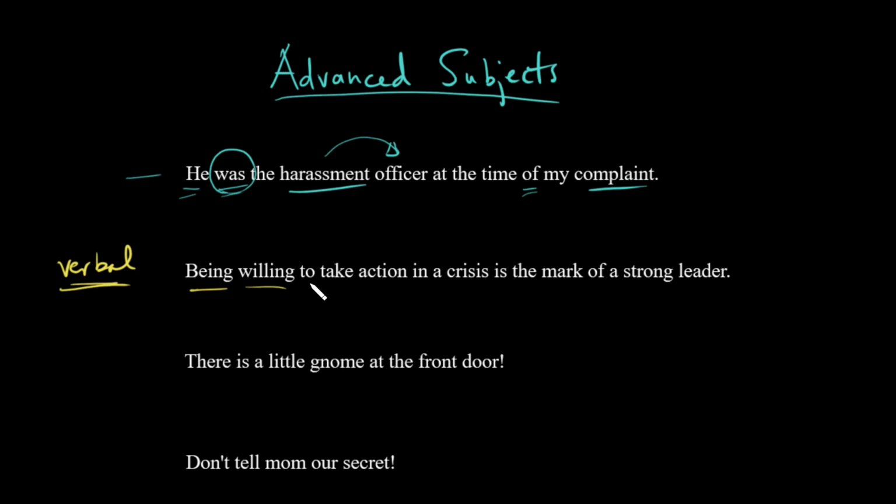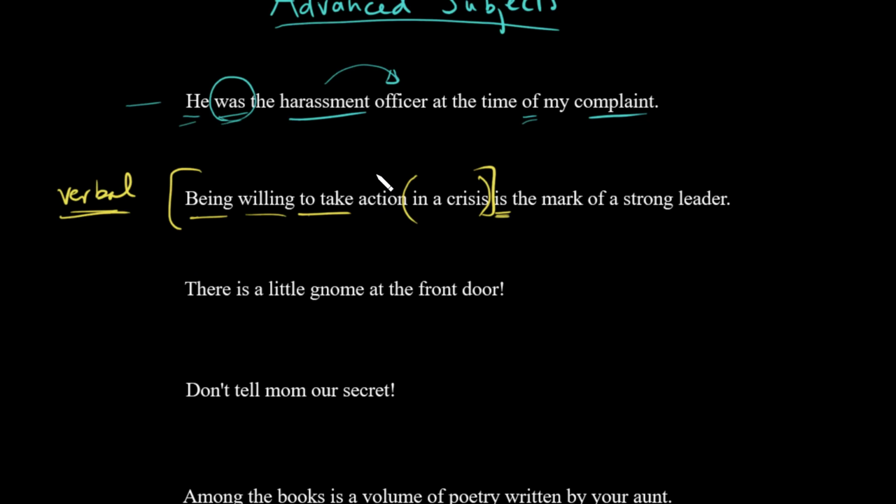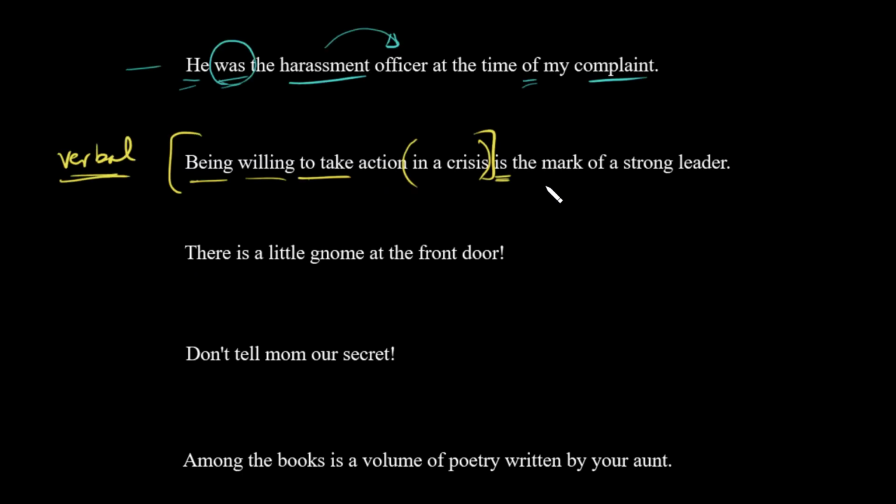Another verbal here is "to take," and this is the infinitive form. So this one also does not have a helping verb with it, and you can see then that all of these verbals are not the main verb. What is the main verb here is again this linking verb "is," and so the whole subject together is "being willing to take action in a crisis." Now you could put this last bit in brackets as a prepositional phrase, but this is the complete subject, all of this together before we get to the linking verb. So watch out for that. Sometimes your subject is going to be quite long, and a verbal is only the main verb if it has helping verbs with it.